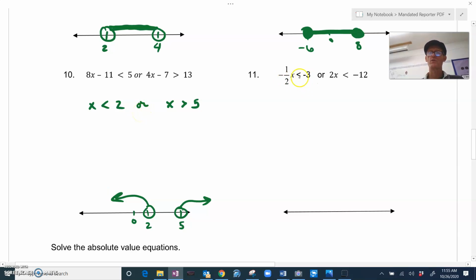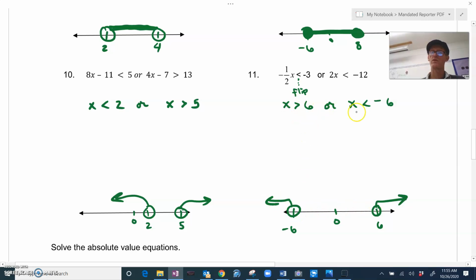All right, so this one gets multiplied by -2, right? So you get x greater than 6, because you got to flip it. This one gets flipped. Or x less than -6. So 6 and -6 are here. I'm going to circle, fill to the right, circle to the left, just like the inequality tells us.